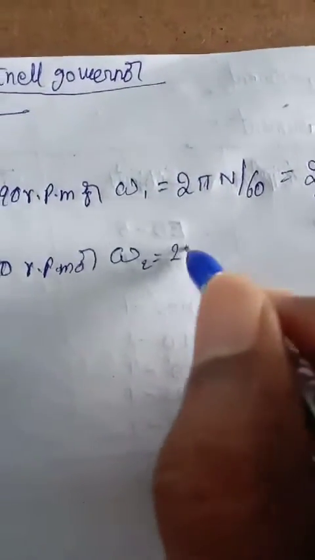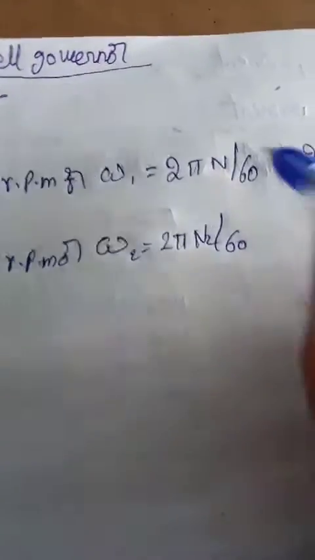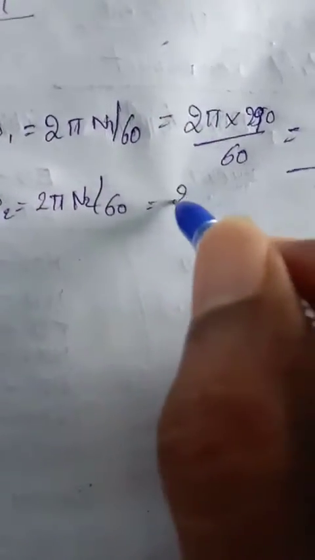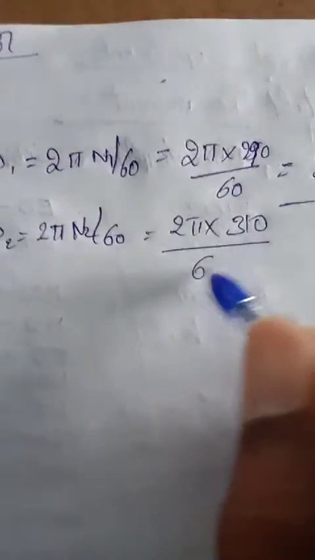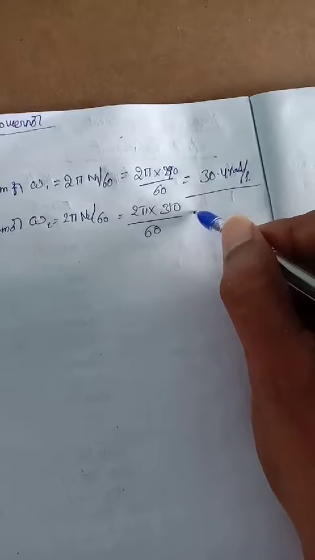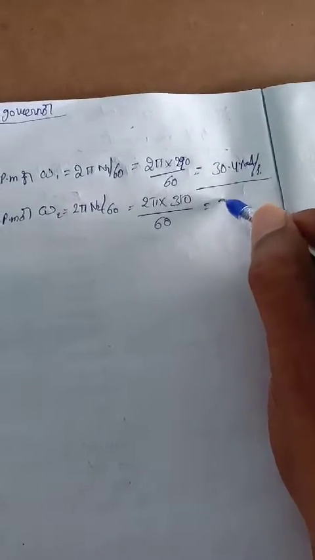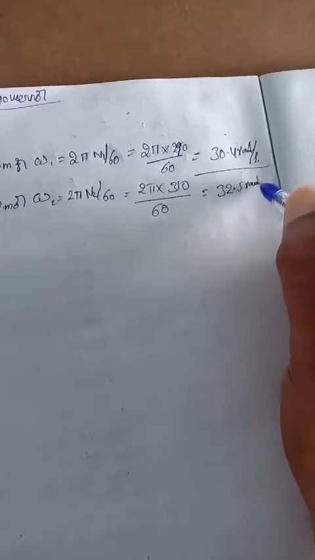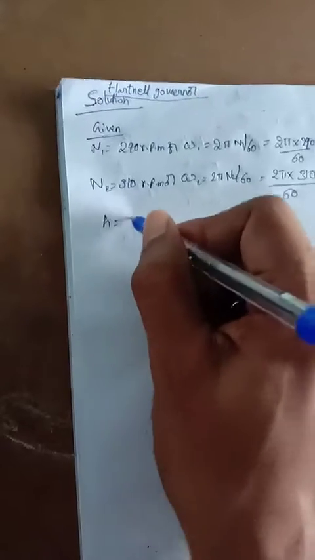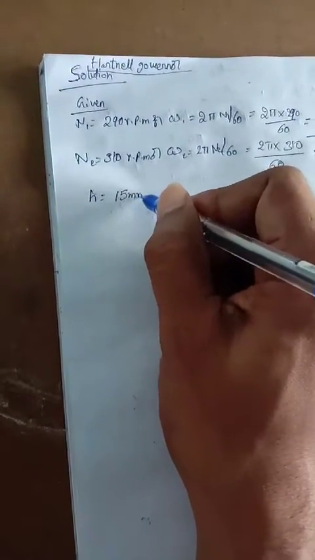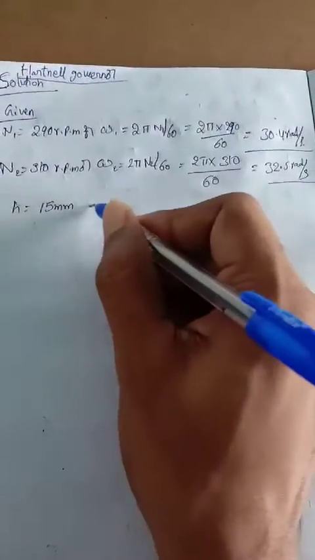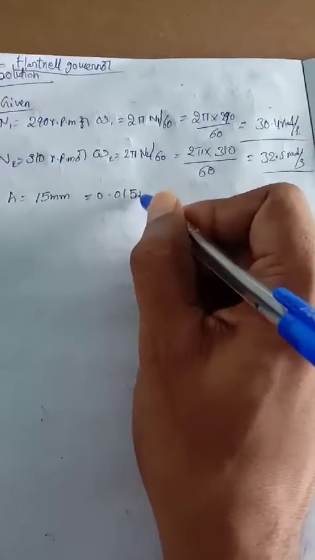So omega 2 is equal to 2 pi N by 60, 2 into pi into 310 divided by 60. So that is the answer, it will come 32.5 radians per second. Okay, and h is given 15 mm, so that is equal to 0.015 meter.